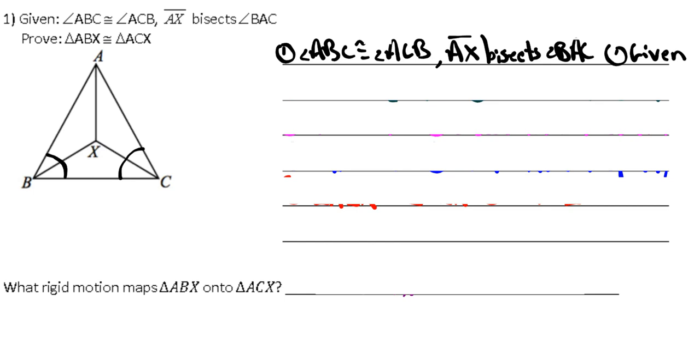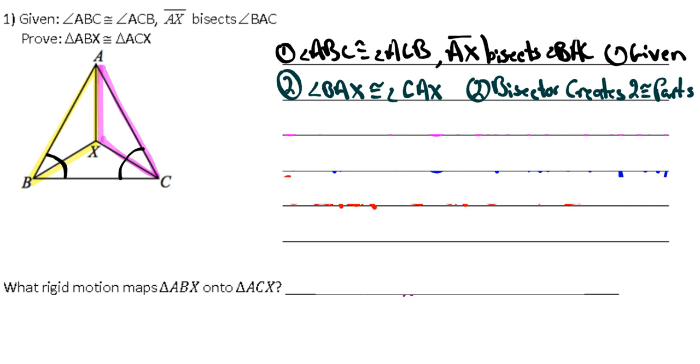So we are supposed to prove that triangle ABX is congruent to triangle ACX. Those are the two triangles we are trying to get congruent. So we have to take what information we have, based on what things we can say according to the diagram and what we see, and we're going to get those two triangles congruent.